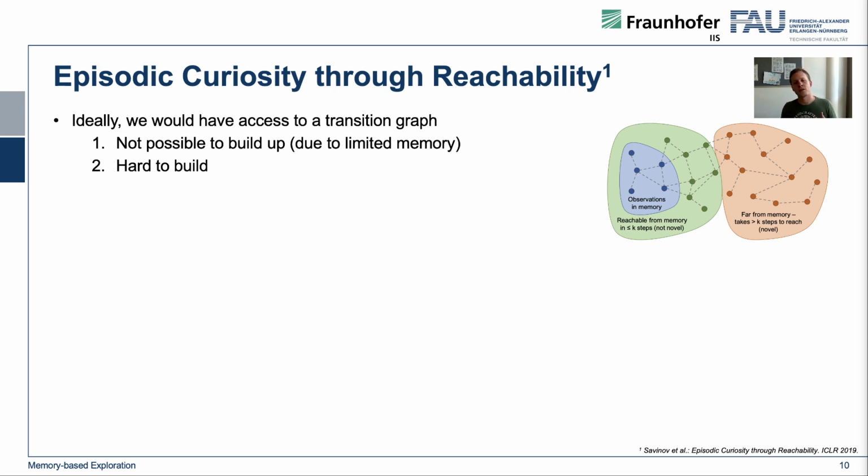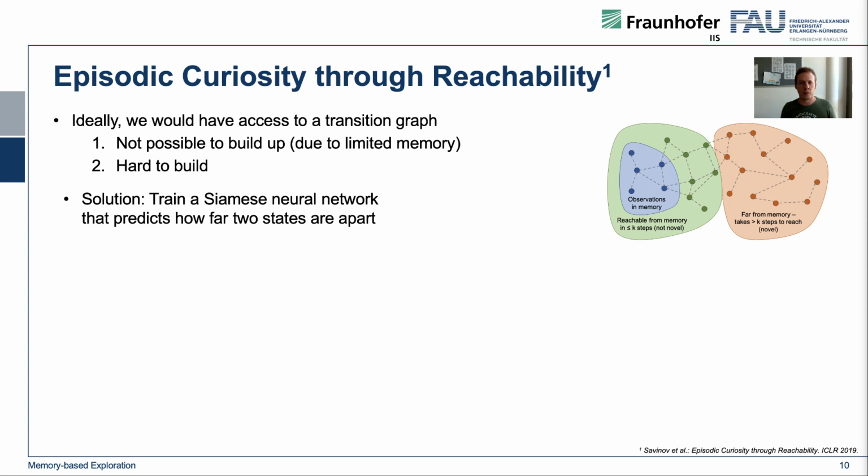So the solution the authors propose is to train a Siamese neural network that predicts how far two states are apart. A Siamese network is a metric learning method that learns a metric on a certain space. And this is what we want to do. We want to have a distance metric that is trained using the data we provide. And how does it work?